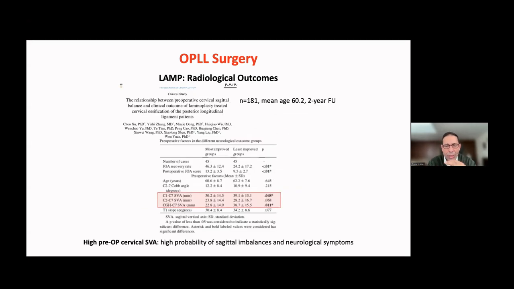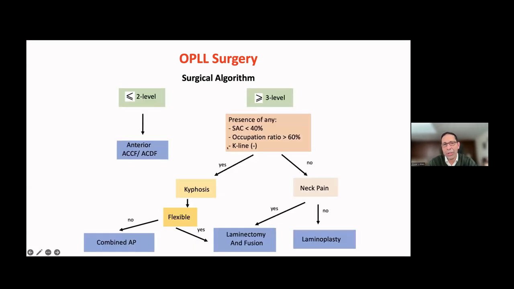And we are now looking at new data, new criteria for decision-making. This very nice paper shows that with high pre-op cervical SVA, there is high probability of sagittal imbalance and neurological symptoms with laminoplasty. So this is the kind of algorithm that I choose: less than 2 levels, anterior approach; more than 3 levels, I will go posterior. Looking at the space for the cord, the occupation ratio, more than 60%, and the K-line. If K-line is positive, no neck pain, laminoplasty; neck pain, fusion. If the K-line is negative with kyphosis, let's look at whether it is flexible or not. If not flexible, we need a 360 approach, or if it is flexible, we can go from the back.